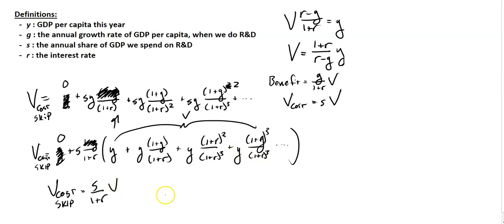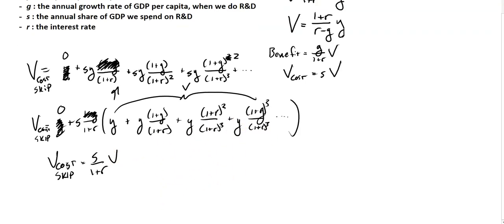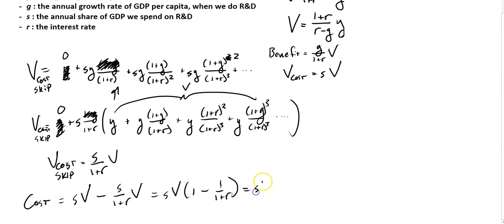And so we can, as before, think about the total cost of doing an extra year of R&D relative to not doing it. Normally we spend SV, and if we don't do it, we spend S over 1 plus R times V. That is equal to S times V times 1 minus 1 over 1 plus R, and that is equal to S times V times R over 1 plus R. If you multiply and divide this by 1 plus r and you subtract 1, you lose the 1 in 1 plus r and you're left with just the r. Okay?